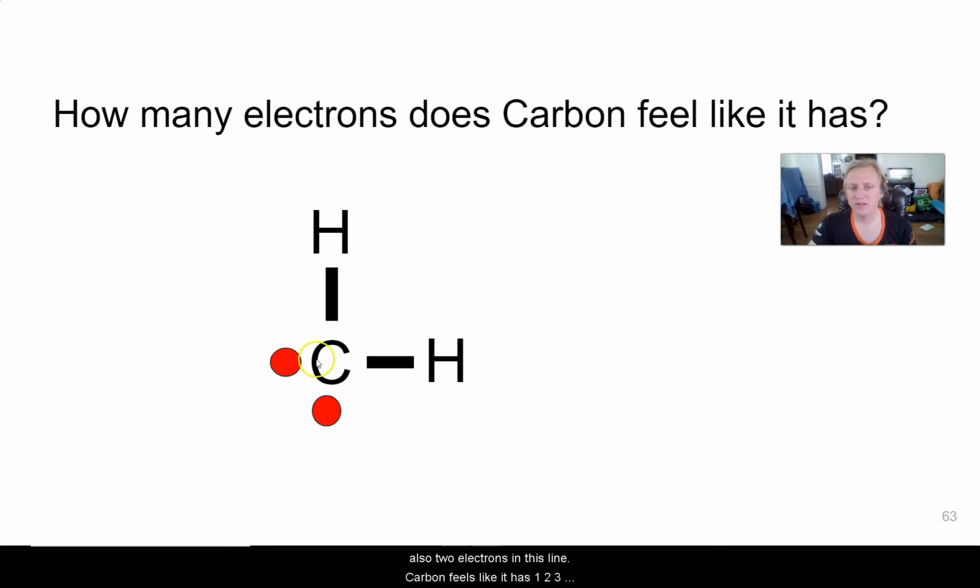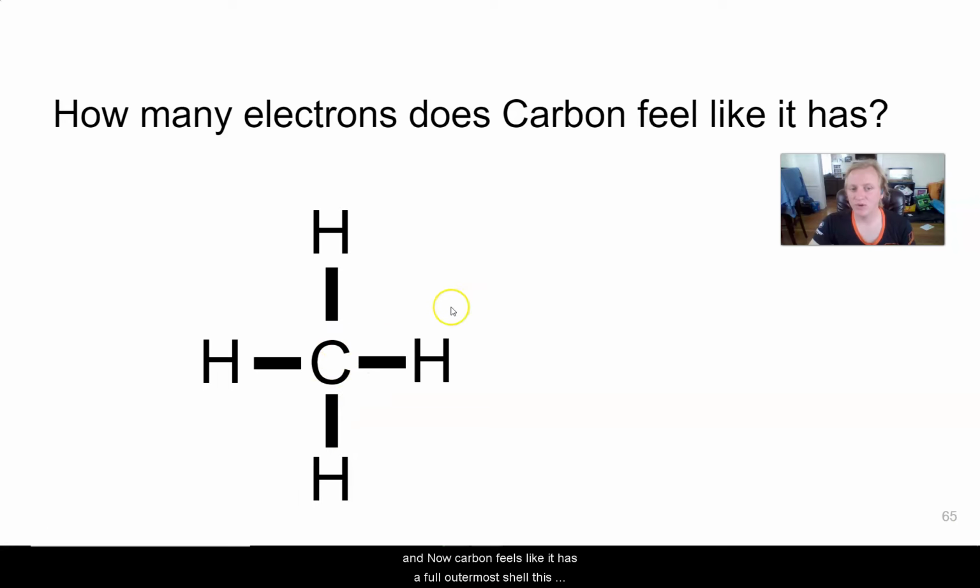And so now carbon feels like it has both of these electrons. Remember, there's 2 electrons in this line. There's also 2 electrons in this line. So carbon feels like it has 1, 2, 3, 4, 5, 6. So carbon's not happy yet. It wants to have a filled outermost shell. So let's add some more hydrogen. Carbon now has 1, 2, 3, 4, 5, 6, 7. We'll add our last hydrogen here. And now carbon feels like it has the full outermost shell. This is CH4 or methane.